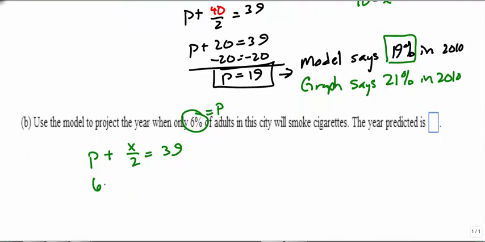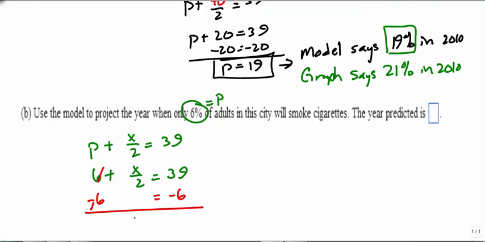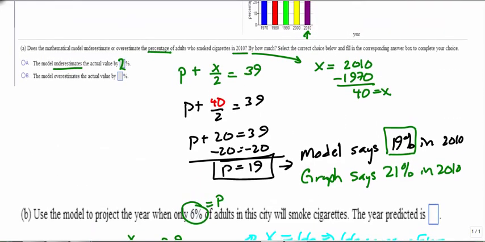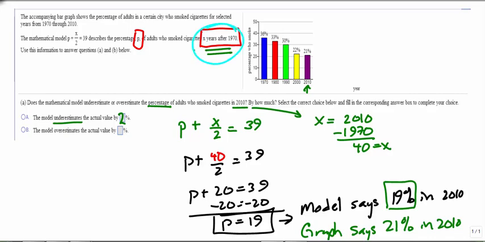So I have 6 plus x over 2 equals 39. So we would go ahead and subtract 6 from both sides, because again we're trying to solve for x here. So I have x over 2 equals 39 minus 6 is 33. Multiply both sides by 2 to clear that fraction, and I get x equals 66, but this is not my answer. This is 66 years after 1970. Because remember, up here in my original variables that we were talking about, it says x years after 1970.